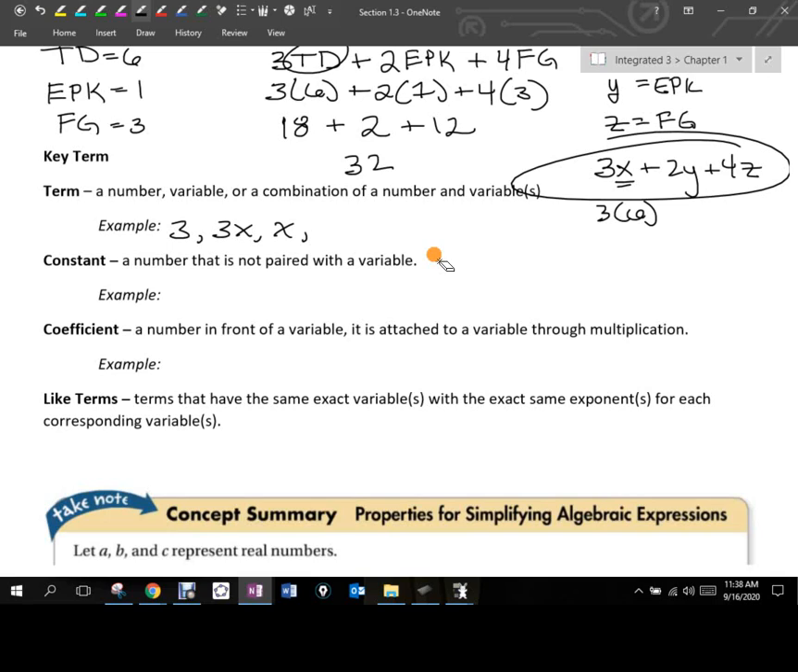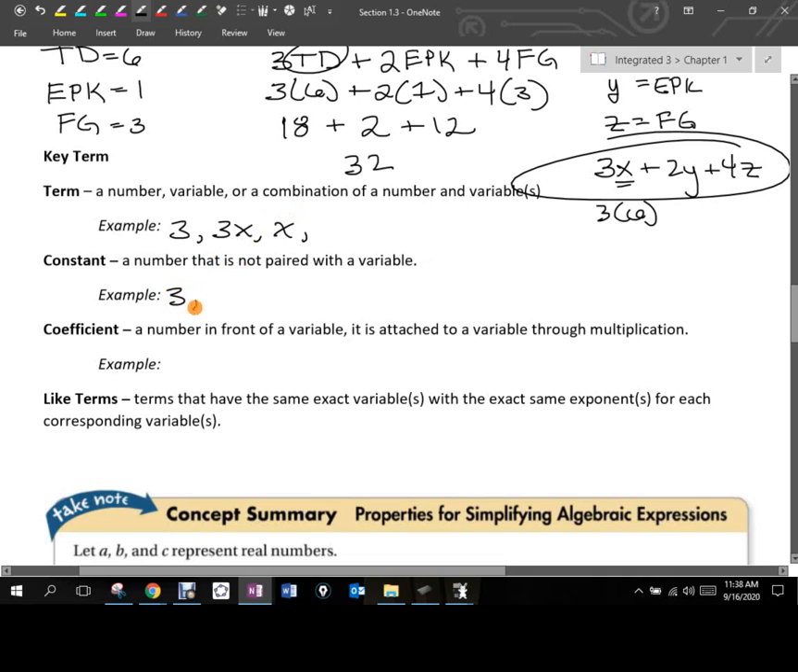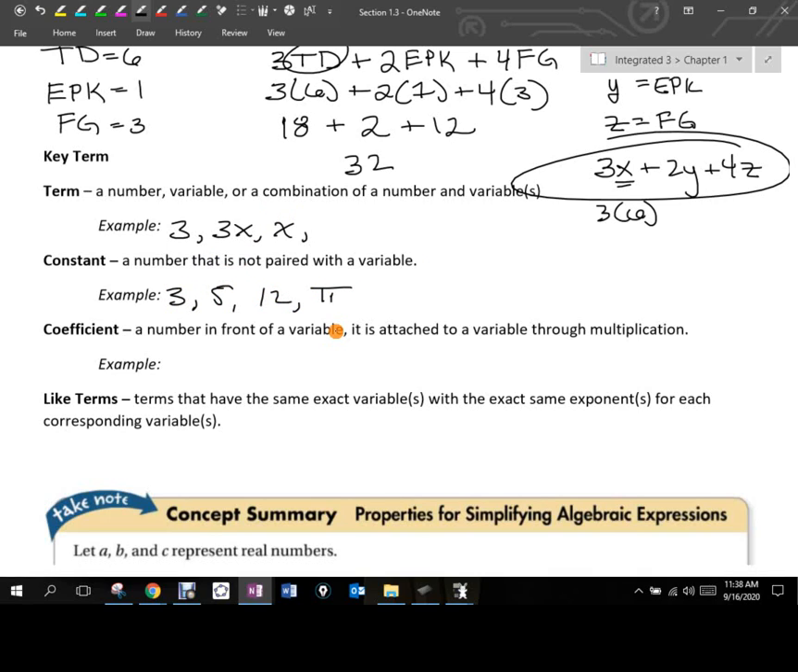A constant, what does constant mean? Yep. Constant is something that never changes. So our numbers are constant. Something that is non-variable. It does not have a variable with it. So 3, 5, 12, pi, those are constants. Coefficient, that's the number in front of the variable, right?